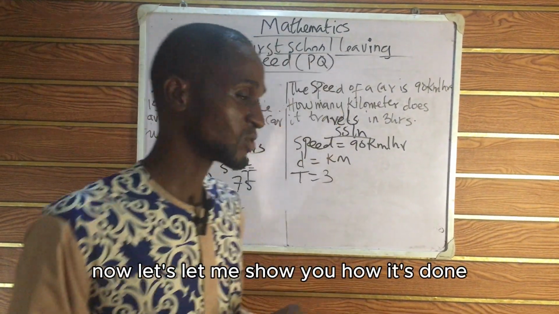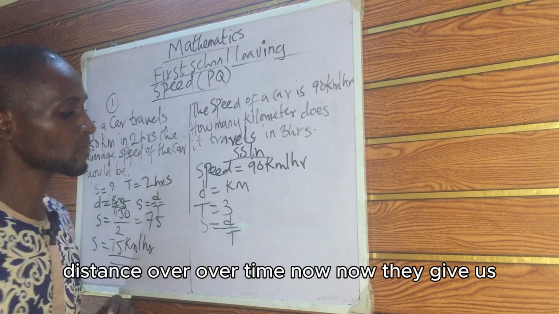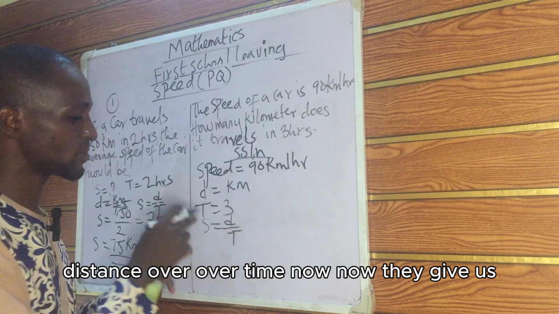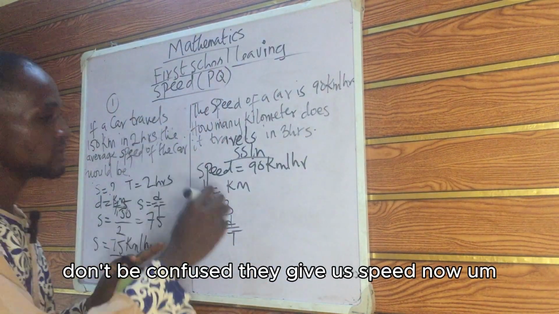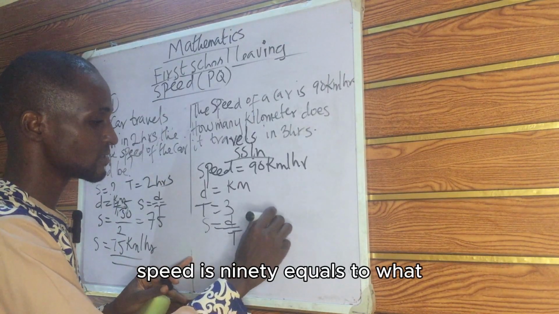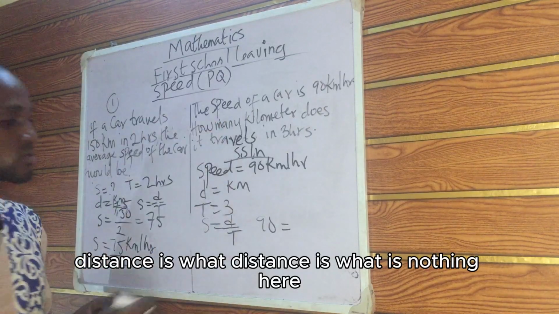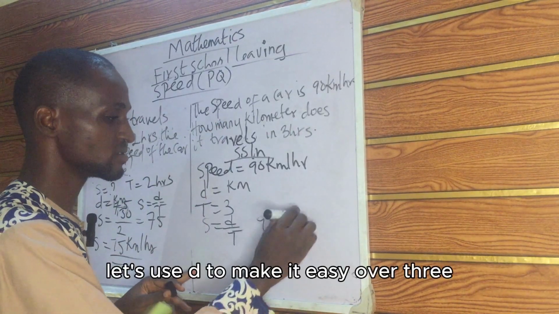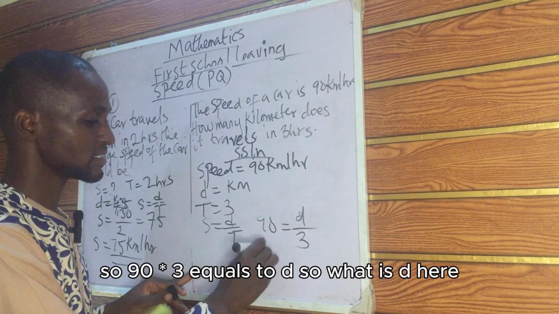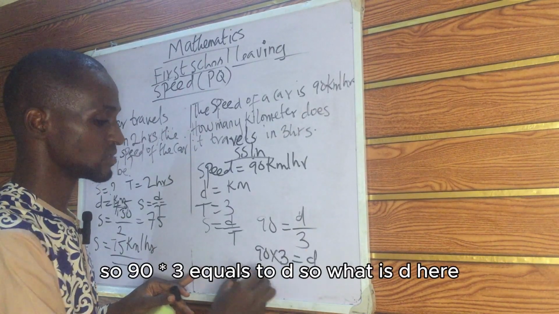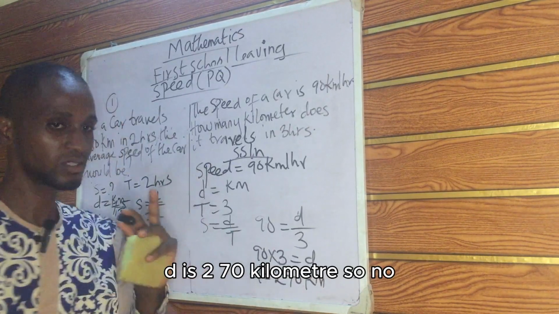Now let me show you how it's done. Speed is distance over time. Remember they gave us speed. Don't be confused. Speed is 90 equals to distance over time. Distance is nothing here, so let's find the distance. Let's use D to make it easy. Over 3. So 90 times 3 equals D. So what is D here? D is 270 kilometers.